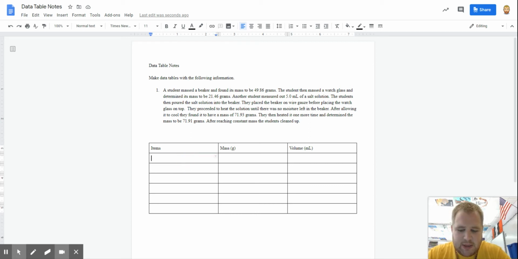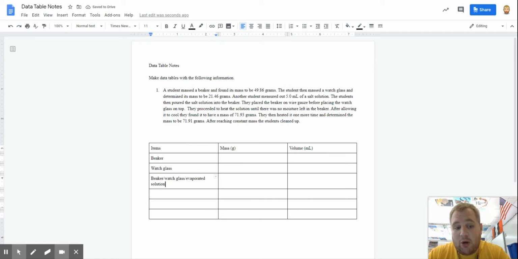So the first thing that they massed was a beaker. The second thing that they massed was a watch glass. The third thing that they massed was the beaker / watch glass / now this is an evaporated solution, so we're going to put evaporated solution, because remember, it had already heated up. And they did that twice.